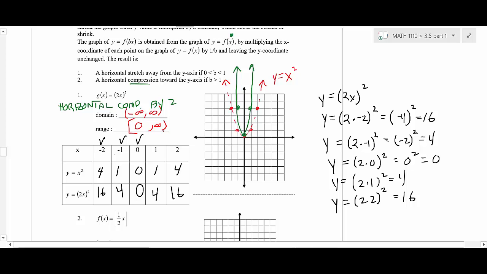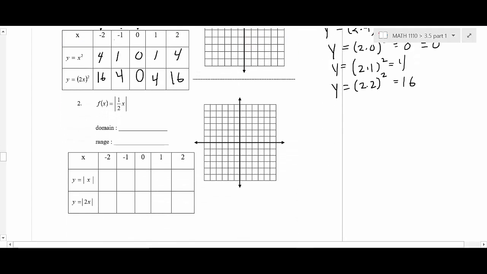Okay? We're going to do the second problem the same way, but I want you to think about the second problem. It's got a half x. What does an absolute value look like? It looks like a v, right? So what do you think the half's going to do? It's going to stretch it this way, horizontally stretch. Okay, let's crunch it out, and let's make sure that we can do that okay.